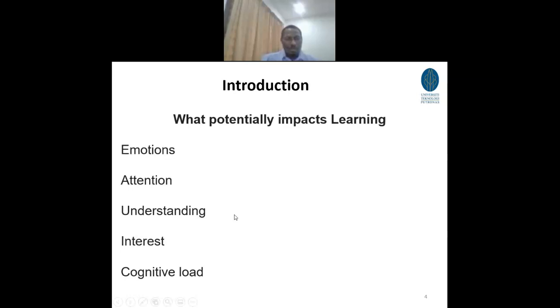Then the understanding. We would like to see how much people are understanding, because there's no point if you finish your session and at the end of the day no one in the class is getting what you are saying. So what are the ways of checking these points? And the interest. There are different ways of defining interest and different types of interest. But again, we want to see if this will impact learning or not. For example, if someone is not interested at all, can he still learn?